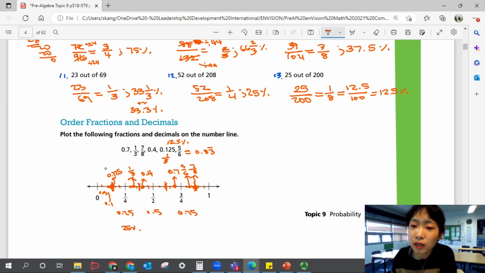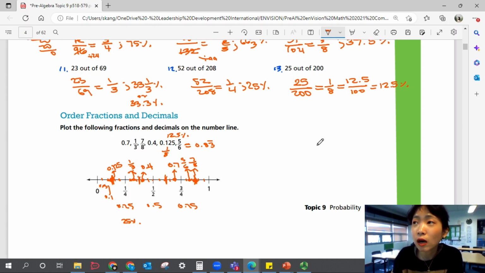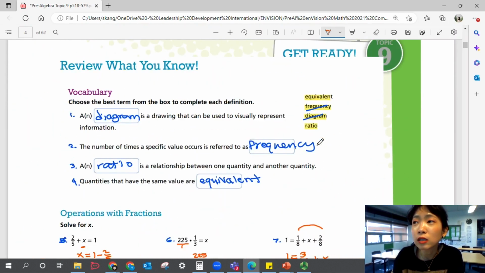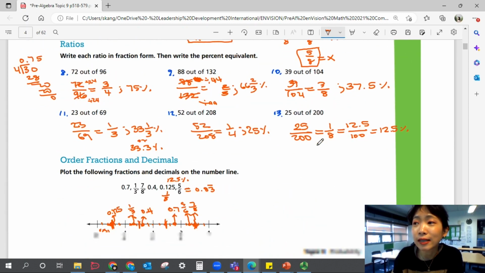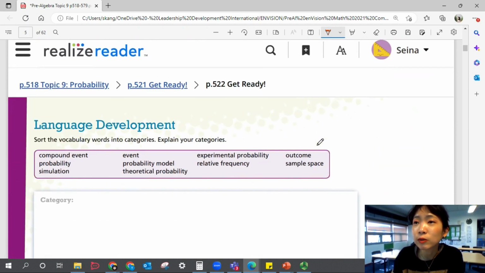Okay, so in order from least to greatest, you can easily see that 0.125 is the least out of all these, and then 1 over 3, then 0.4, then 0.7, then 5 over 6, then 7 over 8. So if you have decimals and fractions all together and you want to compare them, plotting them on the number line is a really good strategy. Okay, so that is a good review of what we learned before topic 9. And that's just the first page.